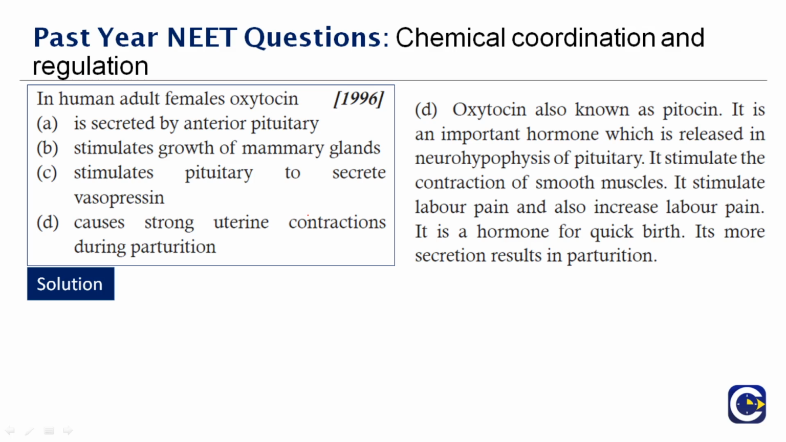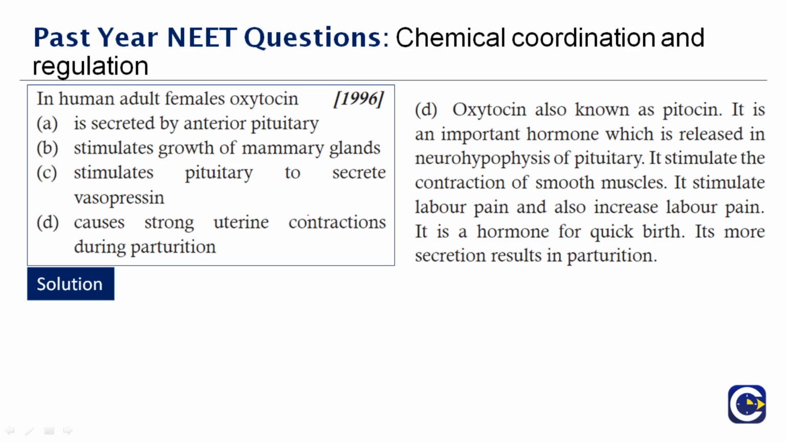It is also an important hormone which is released from the neurohypophysis of the pituitary. It stimulates the contraction of the smooth muscles. It stimulates labor pain and also increases labor pain. It is a hormone for quick birth. Its more secretion results in parturition. So in a human adult female, what does oxytocin do?